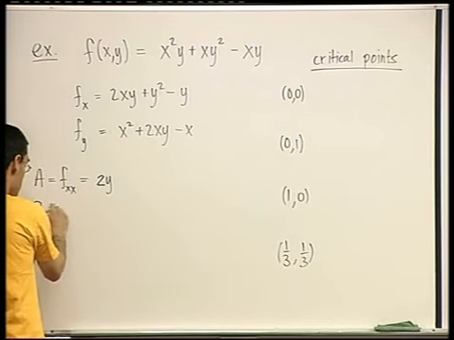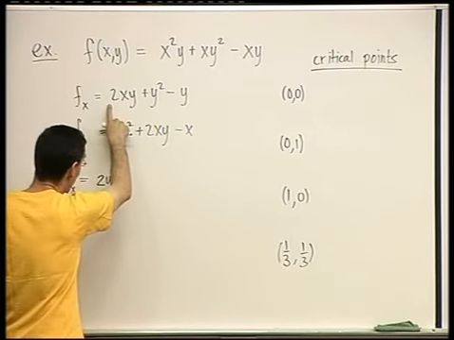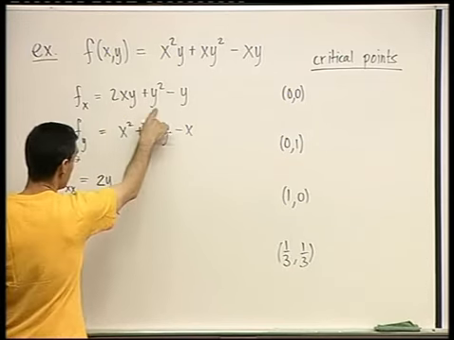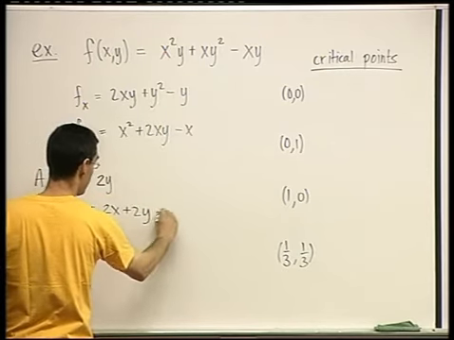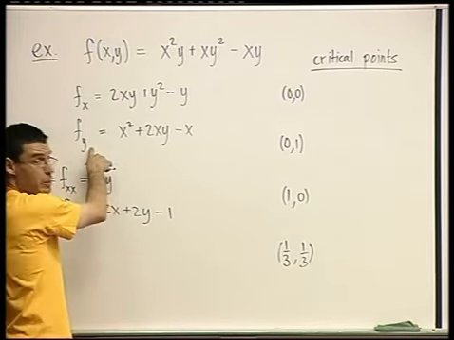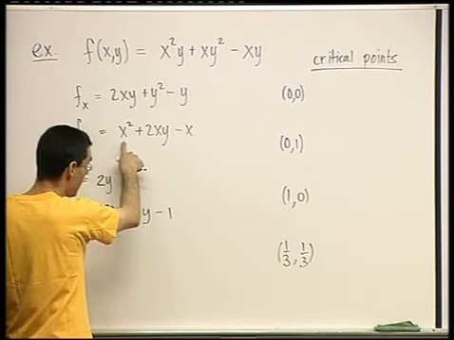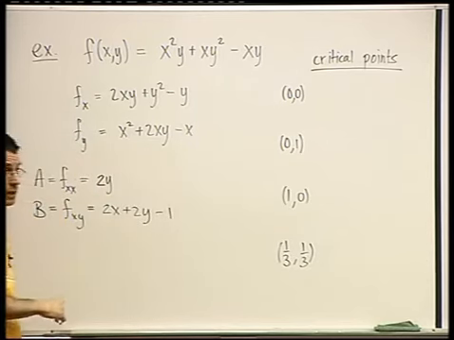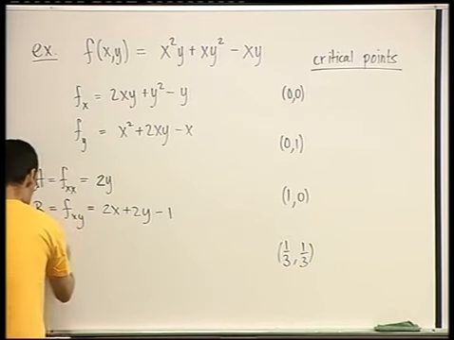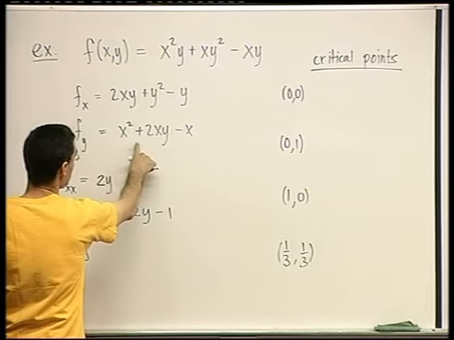B, which was fxy, is the derivative of fx with respect to y, which is 2x plus 2y minus 1. Do you agree? For the same price, you could take the derivative of fy with respect to x, because they're equal. The derivative of fy with respect to x is 2x plus 2y minus 1. Same thing. Okay. And c was fyy, which is what? The 2x.